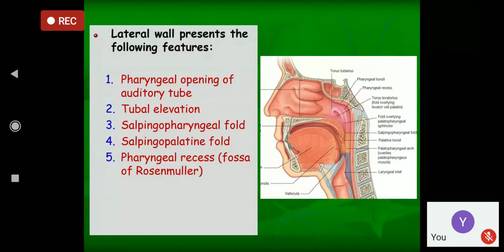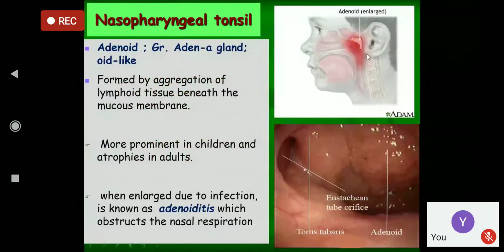Yes, ma'am. Now, next is the nasopharyngeal tonsil, this one. This tonsil is named adenoid, which is derived from the Greek word adenoid, meaning gland-like. This is the aggregation of lymphoid tissue which looks like a gland, so the name is given as adenoid. Now, how has this nasopharyngeal tonsil been formed? This is formed by the aggregation of the lymphoid tissue beneath the mucous membrane.